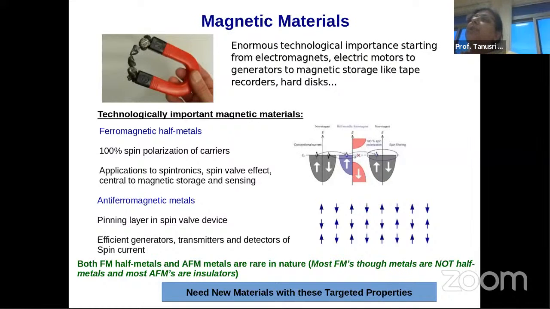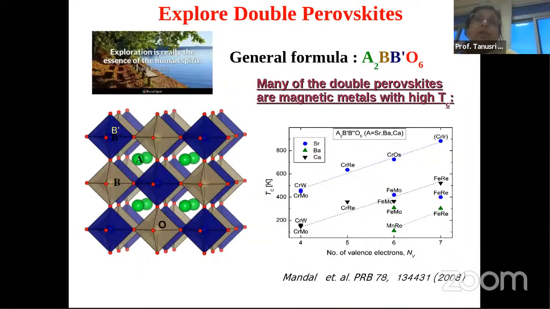However, these are actually rare. Both ferromagnetic half metals and antiferromagnetic metals are extremely rare in nature. Most ferromagnets, though metals, are not half metals, and most antiferromagnets that we know of around us are insulators, not metals. So we need new materials with these targeted properties. For that, what we chose as our area of exploration is that of the double perovskite. I mentioned perovskite, which has the formula ABO3. You double this formula so that it becomes A2B2O6. Since I have B2 instead of one transition metal, as in a conventional perovskite, I can play with two different transition metals, namely B and B prime.